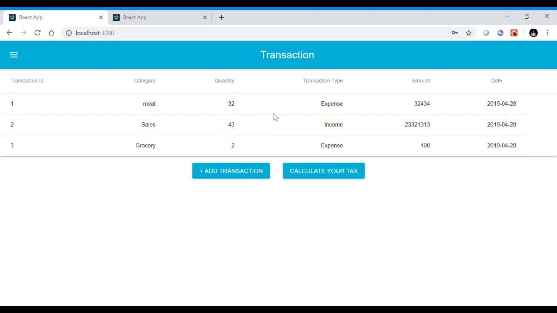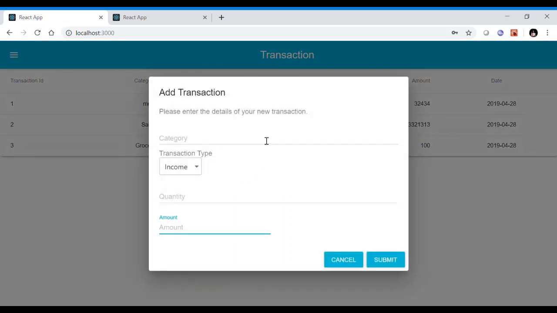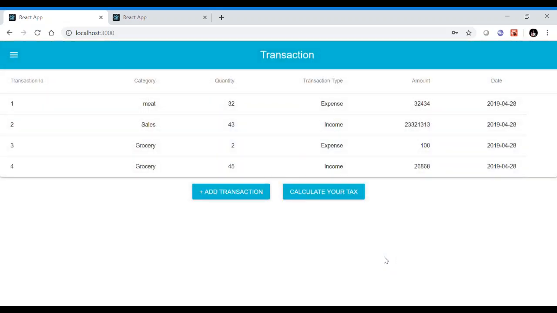basis. By clicking on the Add Transaction button, a new transaction can be created, specifying the category, quantity, amount, and the transaction type, which can either be an income or an expense. Thus, all the transactions can be viewed as a snapshot whenever the user logs into the system.